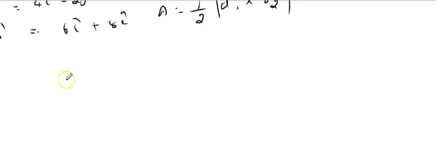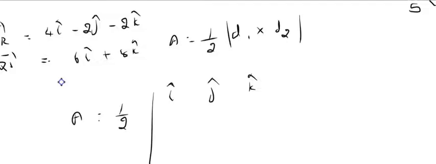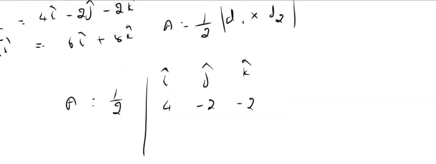So area is now going to be half into, using the method of determinants, you can take it as i, j, k, and this is going to give you 4 minus 2 minus 2, and 6j, right? 6j. I made a mistake. This is 6j plus 8k. So 0, 6, 8.